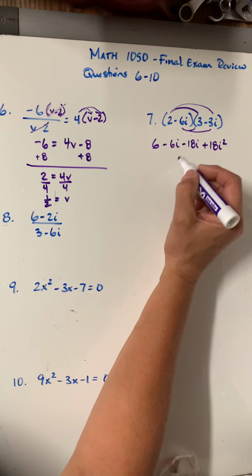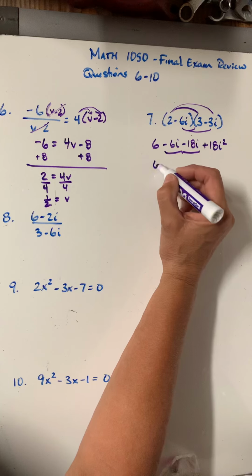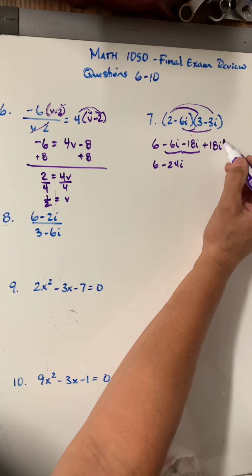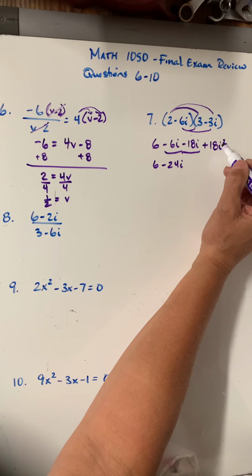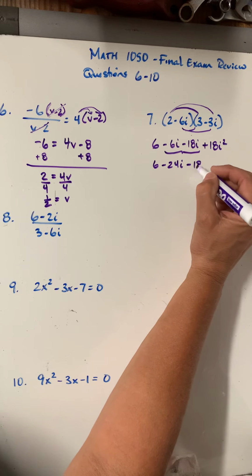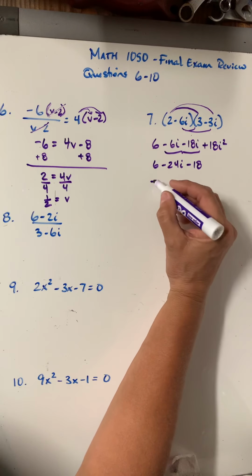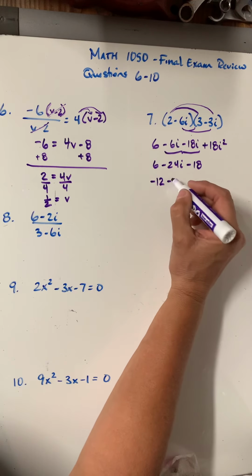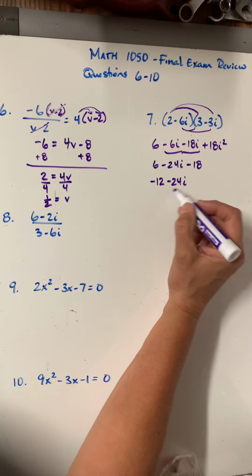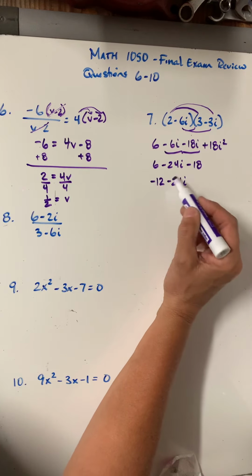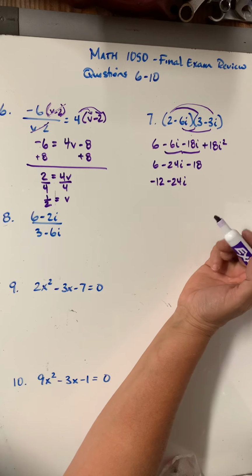I can combine these two like terms to get 6 minus 24i. And then i squared is the same as -1, times 18 would give me a minus 18. 6 minus 18 gives me -12 minus 24i. And this is the format that they want. They want the real part first and then the imaginary part.